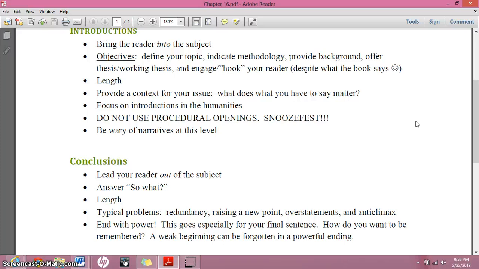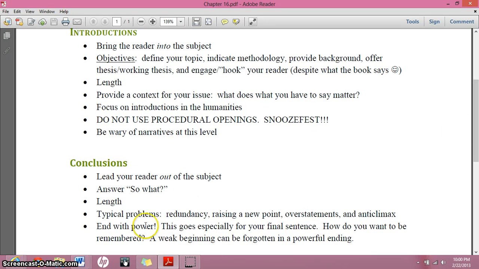You have to leave them agreeing with you, at least understanding your point. And I'll go more into this in Ending with Power. So it's very, very important that you do your work with your conclusion. Your introduction is essential, of course, but your conclusion, I think, is even more so. So make sure you properly lead your reader out.